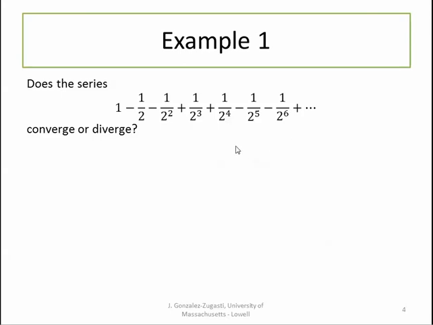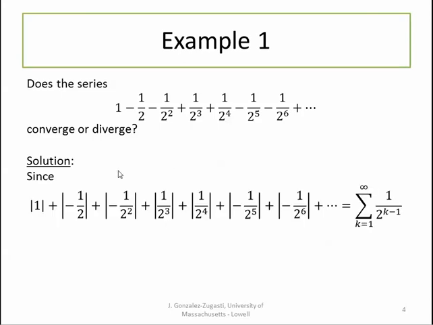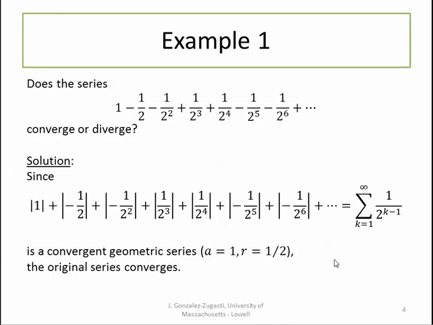Now this is not an alternating series because it doesn't go minus, plus, minus, plus. So what we need to do here is look at the absolute value of the terms and see what that series does. Well, if we look at the absolute value of each term, that just ends up being the series of 1 over 2 raised to the k minus 1. And that's a convergent geometric series. So that means our original series must converge as well.